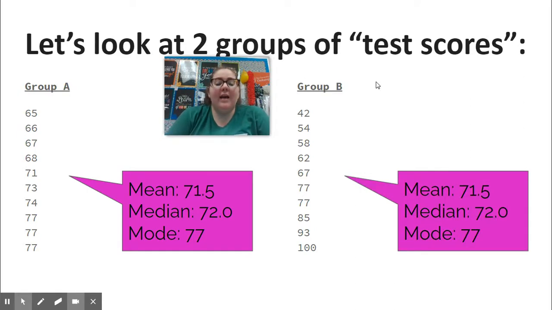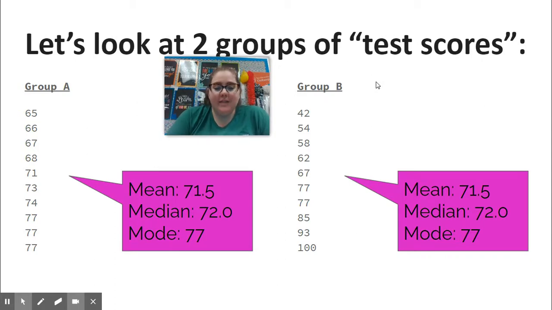Center is usually telling us what's typical or what's average about our data. So if I were to just tell you, hey, for these 2 groups of test scores, they're about the same. They have the same mean, the same median, the same mode. Then you might think, oh, these 2 classes are doing pretty equally. But when you actually look at the numbers, you can see that that's not true.